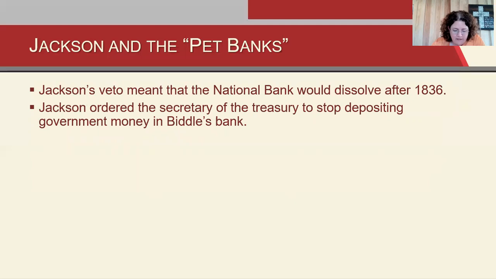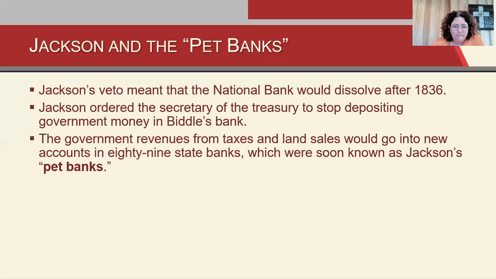But that wasn't enough for Jackson. He was out to kill the bank and ruin his enemy, Biddle. Jackson ordered the Secretary of Treasury to stop depositing government money in Biddle's bank. The government revenues from taxes and land sales would go into new accounts in 89 state banks, which were soon known as Jackson's pet banks.